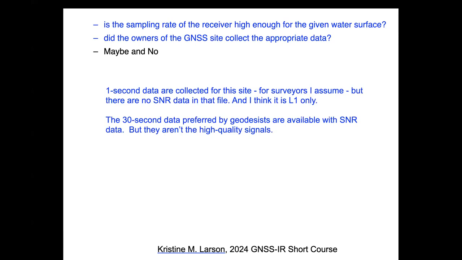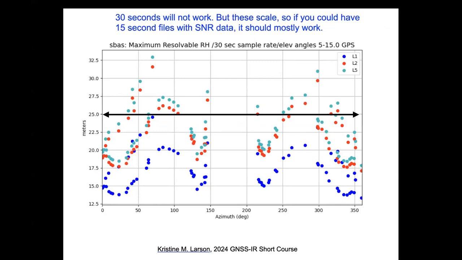And this is the code that some of you might have seen. It's called Max Resolve Reflector Height. It says, if you have 30-second data and elevation angles between 5 and 15 degrees, and I put in 25 meters as what I'm trying to measure, then for L1 data in these azimuths, I won't be able to see anything beyond about 13 meters. So if it's really 25 meters up here, I'm not going to be able to measure it with L1, or with L2 or L5.